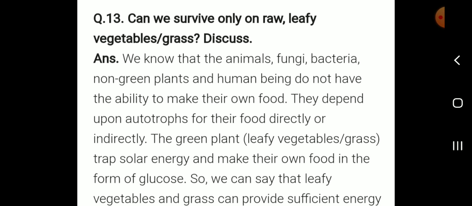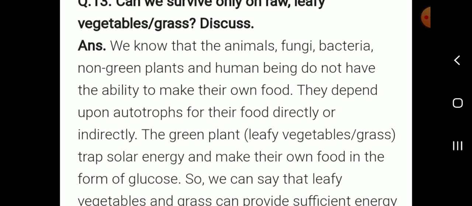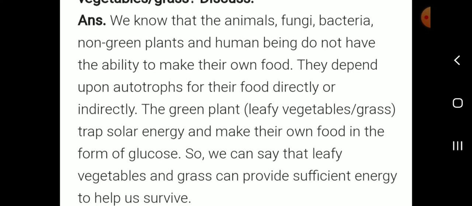Then, can we survive only on raw leafy vegetables and grass? Discuss. We know that animals, fungi, bacteria, non-green plants and human beings do not have the ability to make their own food. They depend upon autotrophs. What is meant by autotrophs?